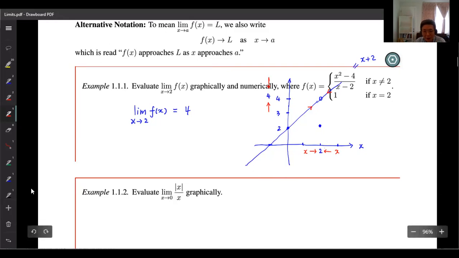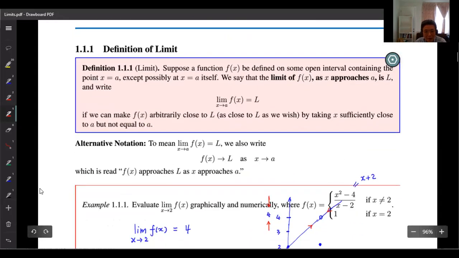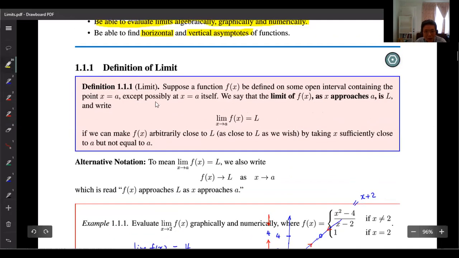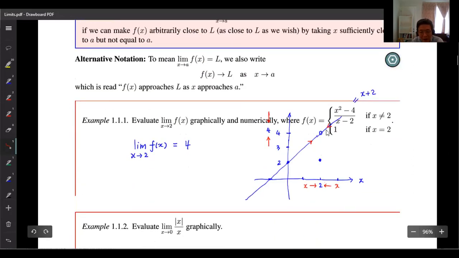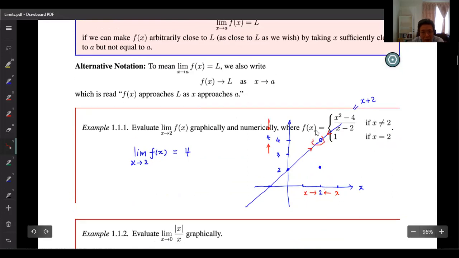Okay, let's summarize. This is the intuitive meaning of limit. We assume some basic conditions: we assume the function is defined near A, but possibly not at A. That means the function can be undefined at A. It's okay, because we don't care about the function value at A. We only care about the function value near A. What's the behavior near A? That's the idea.